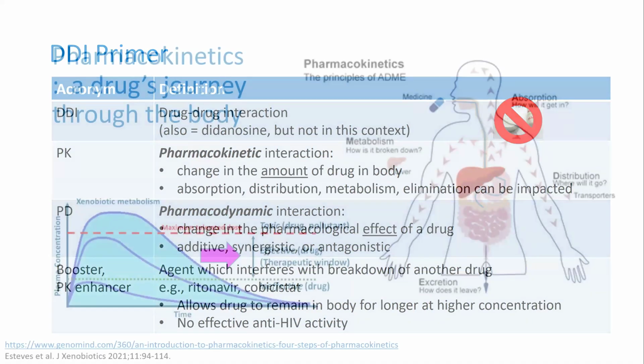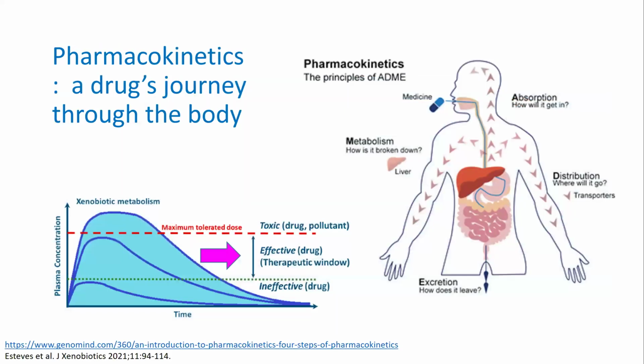Now, pharmacokinetics is sometimes referred to as a drug's journey throughout the body, and you might see the acronym ADME, which refers to the following steps of this journey. Absorption refers to how the drug gets into the body, and it's the movement of the drug from the site of administration to the bloodstream. Distribution refers to where the drug goes.